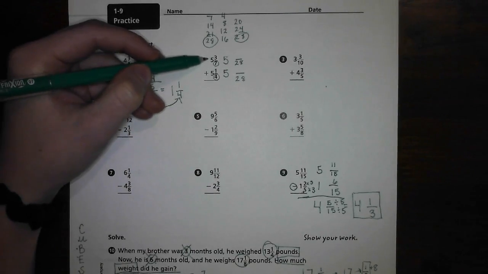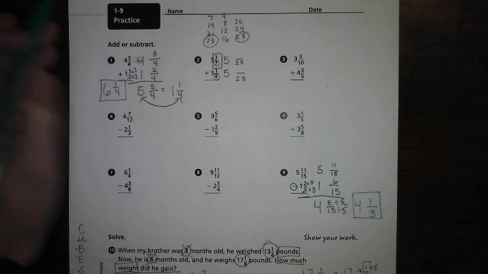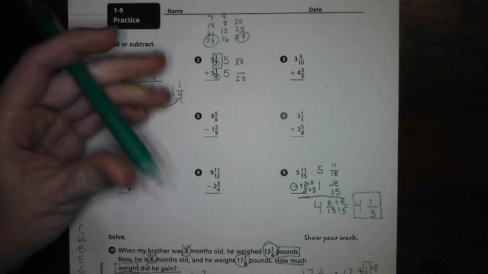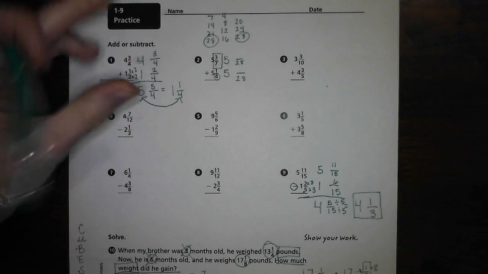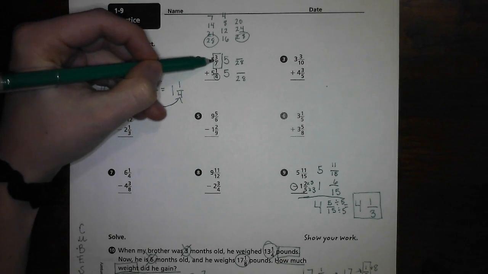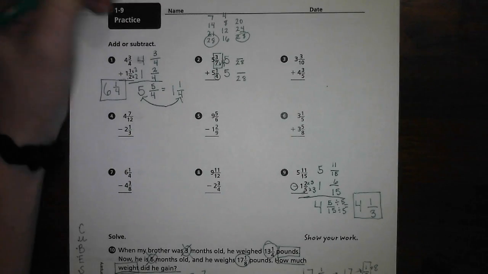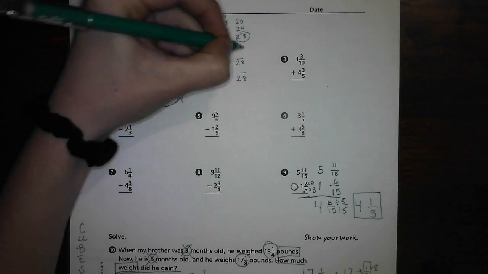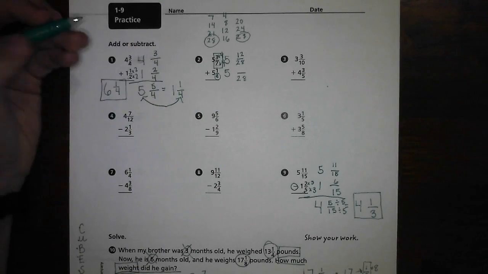Here is where things differ a little bit. Your 3/7, whatever you did to change your sevenths into 28ths, whatever you did to that denominator, you have to do to just the numerator of the 7s. So 7 times 4 equals 28. 3 times 4 equals 12. So my new fraction would be 12/28.